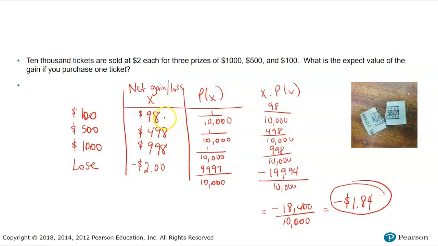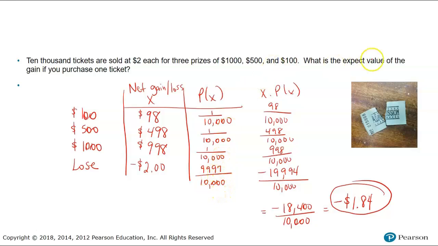So we would either gain $98, we would gain 498, we would gain 998, or we would lose $2. Probabilities of each of those, there's one $100 winning ticket, so the probability of that would be 1 out of 10,000. Same for the $500 ticket and the $1,000 ticket. And the probability that we're going to lose, there's going to be 9,997 losing tickets out of 10,000.